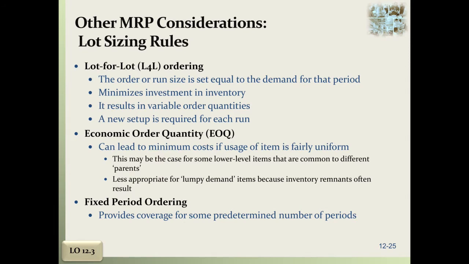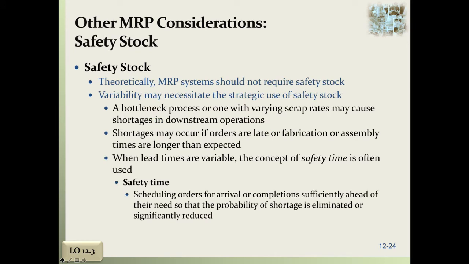If you have some lower level items that are common to different parents, so I think on the chair example, there was 2 pieces that were common in both the front and the back. And so then you might order them all together, even though you might need them at different times. So that would probably be the best way to describe economic order quantity. In fact, I can take you to that so you can see that.